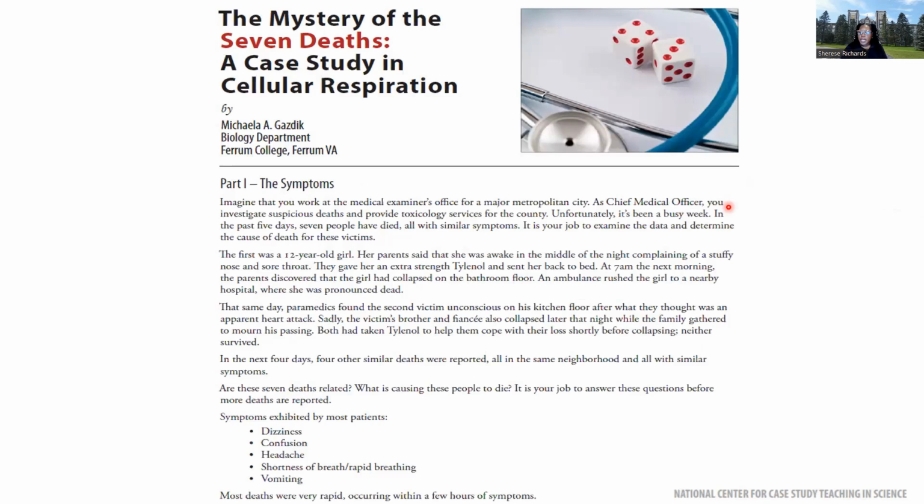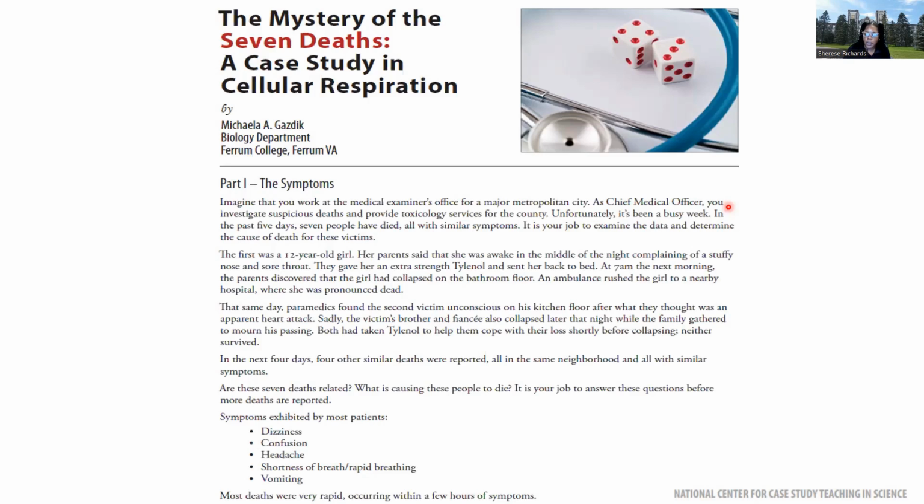So imagine that you're working at a medical examiner's office for a major metropolitan city. As a chief medical officer, you investigate suspicious deaths and provide toxicology services for the county. Unfortunately, it's been a very busy week. In the past 5 days, 7 people have died, all with similar symptoms. It is your job to examine the data and determine the cause of death for these victims.